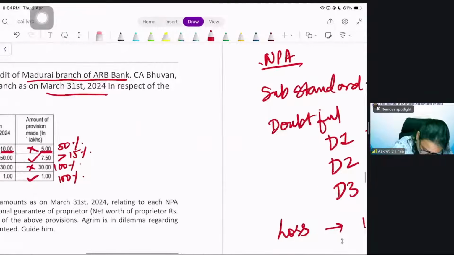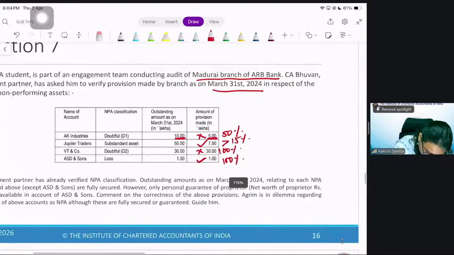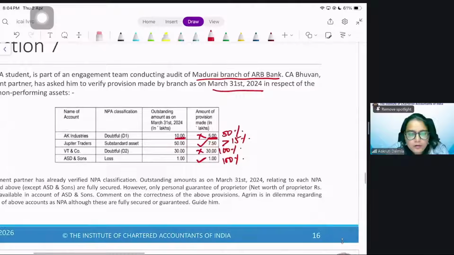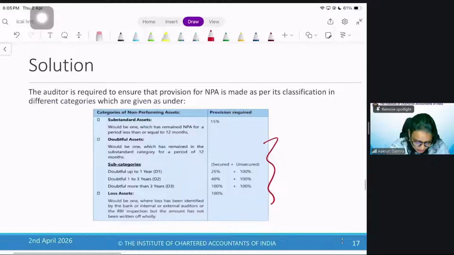VT is secured only. All accounts are fully secured except AST. Except AST, everything is fully secured. It's given in the book. Okay, in the question. Okay, next.